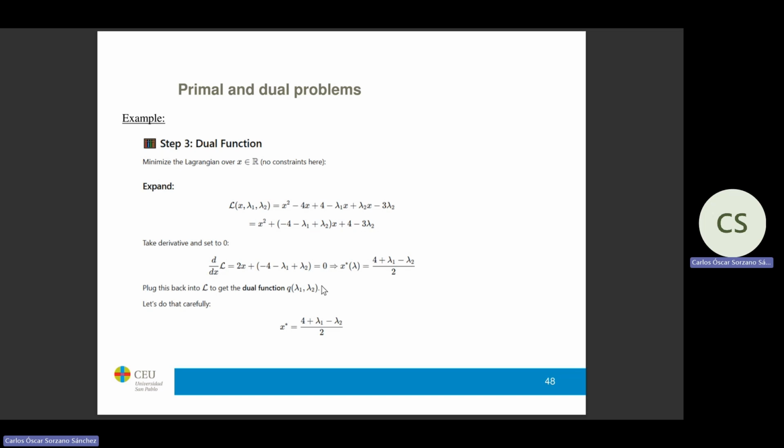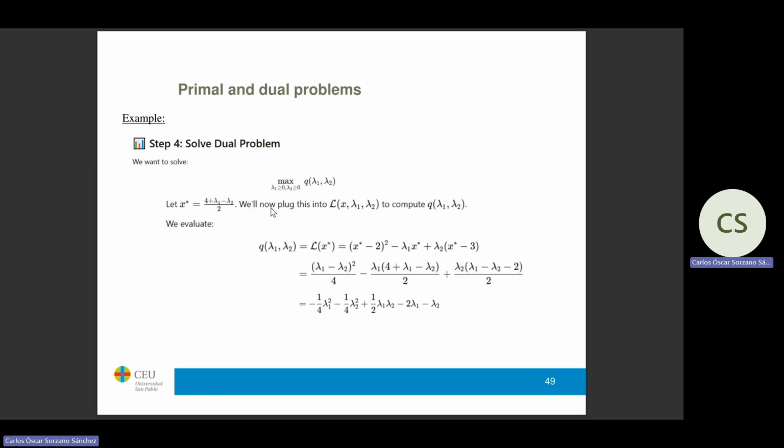So now we have the dual function because we only have to substitute this thing into the Lagrangian. Okay, so we'll do that. We substitute this into the Lagrangian, and this is what we are doing here. So it is (x star minus 2) squared minus lambda 1 x star plus lambda 2 (x star minus 3). You manipulate this a little bit, and then you have something that does not depend on x. This is what I said at the beginning.